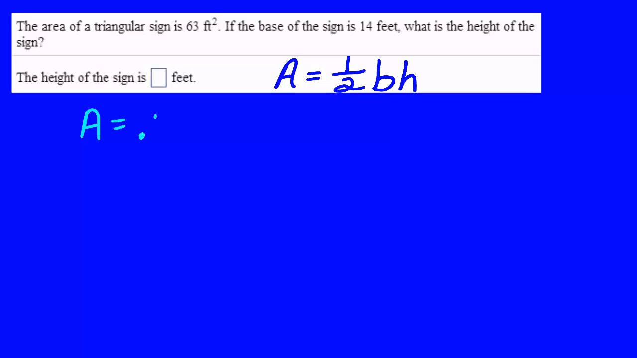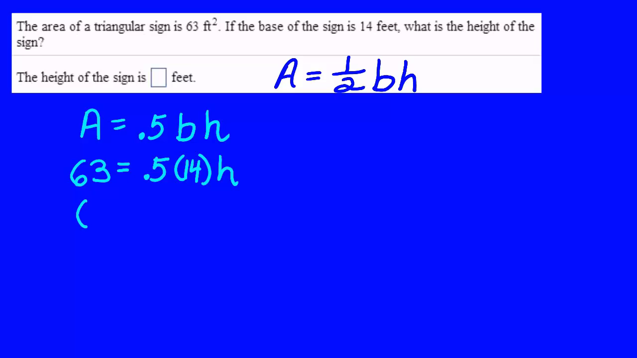One half, or 0.5, times the base times the height. 63 is going to equal 0.5 times 14 times the height, which we do not know. So 63 equals 0.5 times 14, which is 7. Remember, 0.5 is half. And then times h.